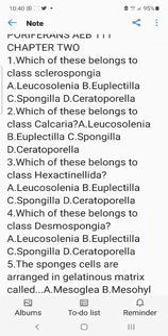Number 2. Which of these belongs to class Calcarea? Could it be Leucoselenia? Could it be Euplectilla? Could it be Spongilla or Ceratoporella? Alright, the answer is Leucoselenia. Leucoselenia belongs to class Calcarea.